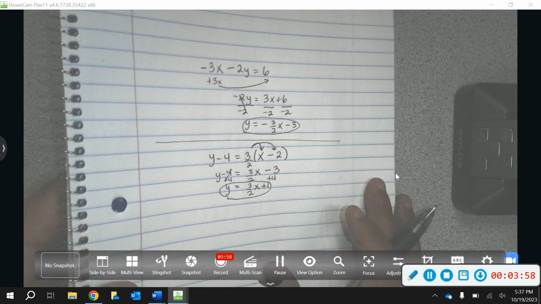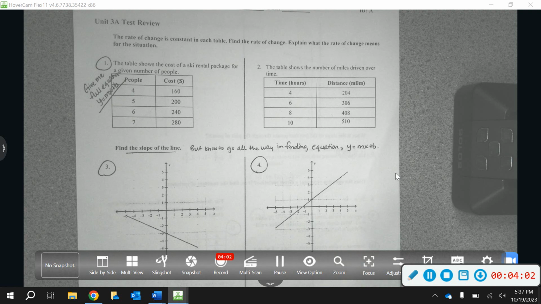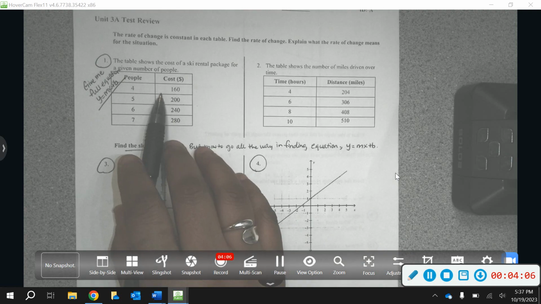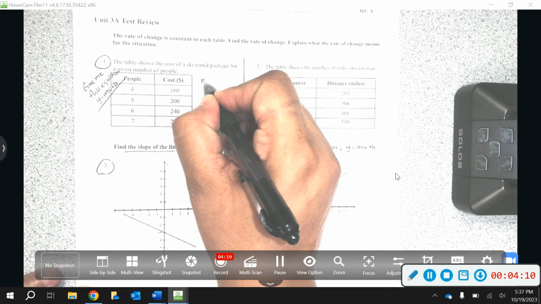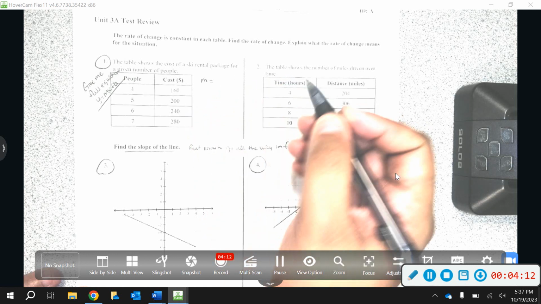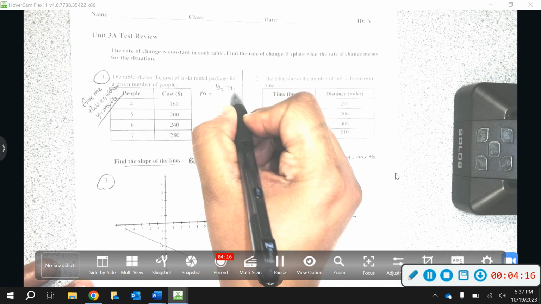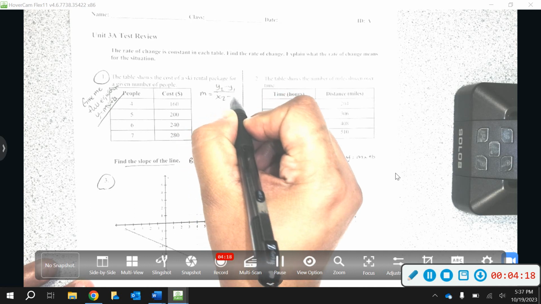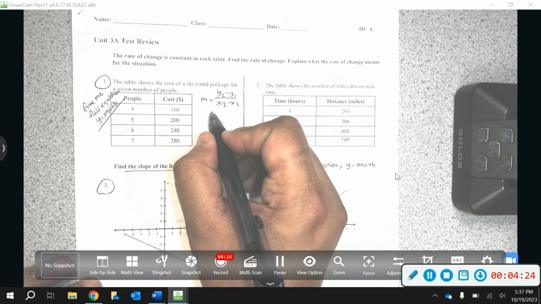All right, so let's go ahead and look at the test review. The first thing on your test that you're going to have to know how to do is go from a table to an equation. All right, so the first thing you're going to need to know is how to solve for slope. And my slope is the change of y over the change of x. The change of y over the change of x.